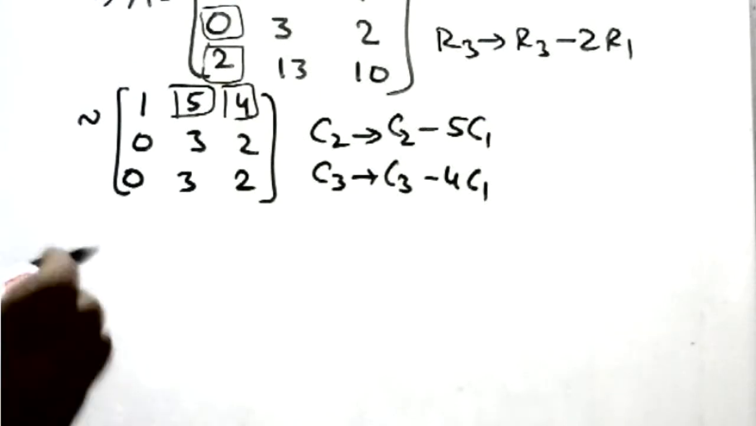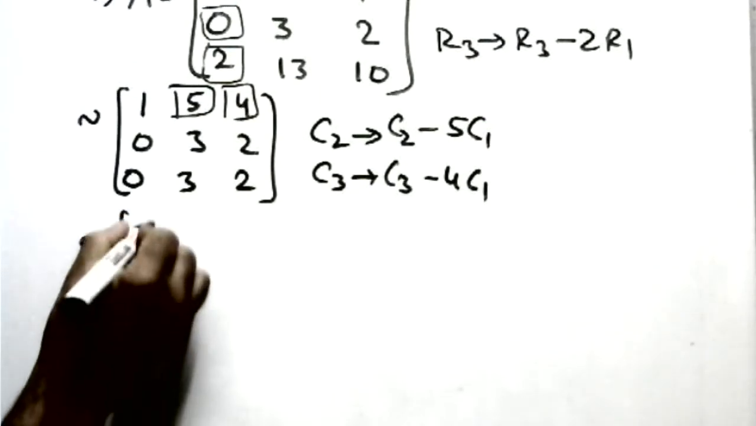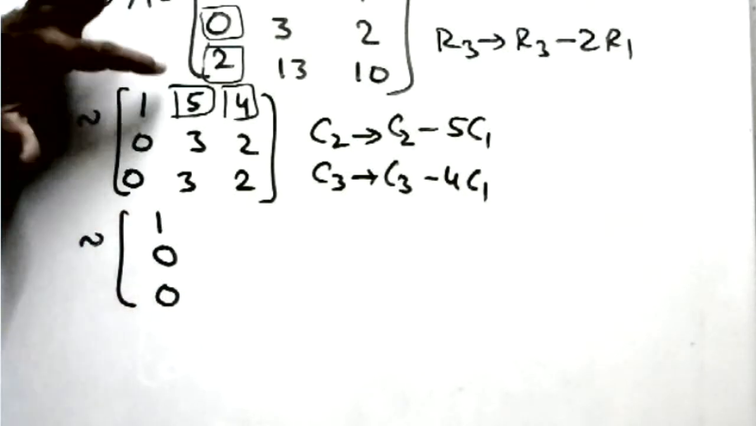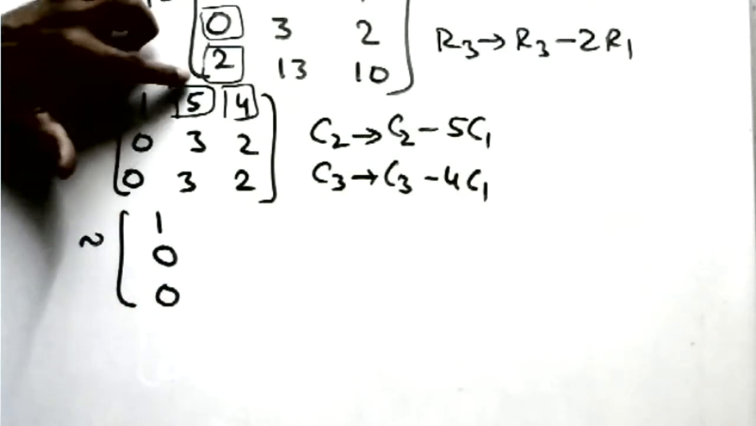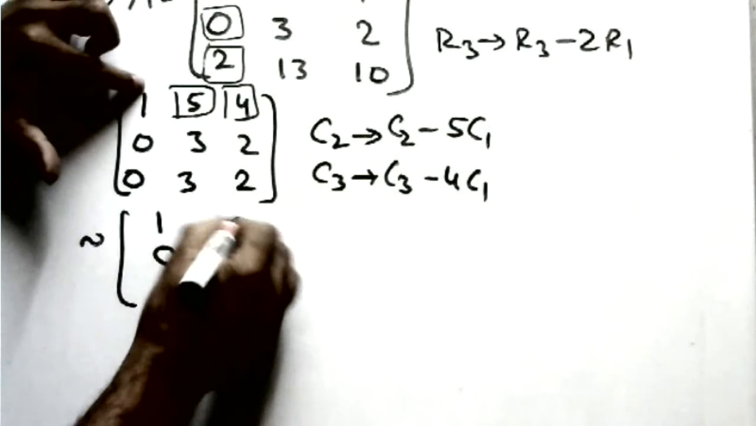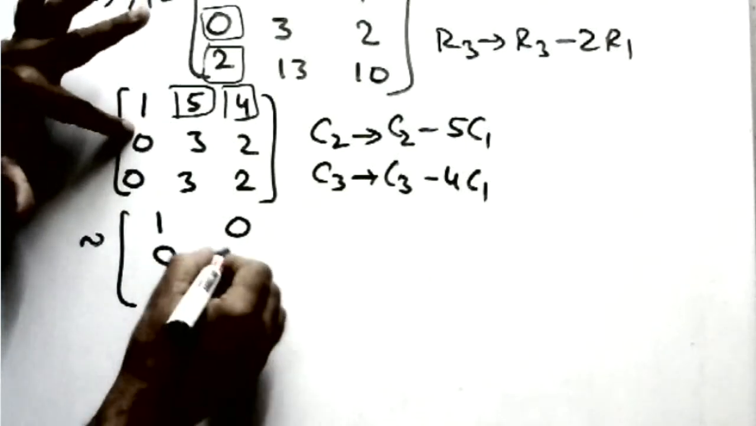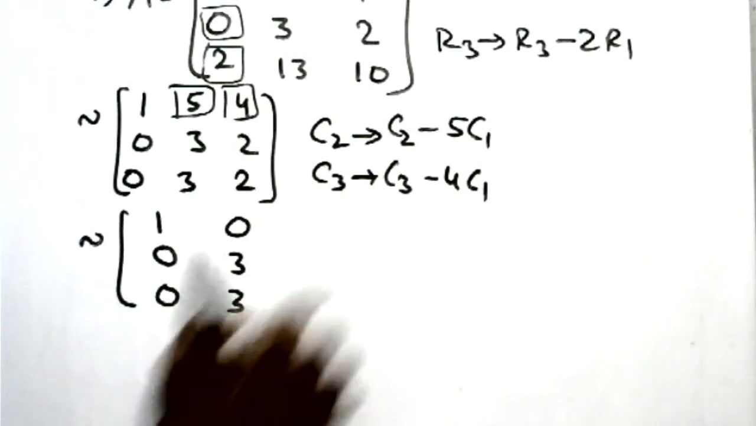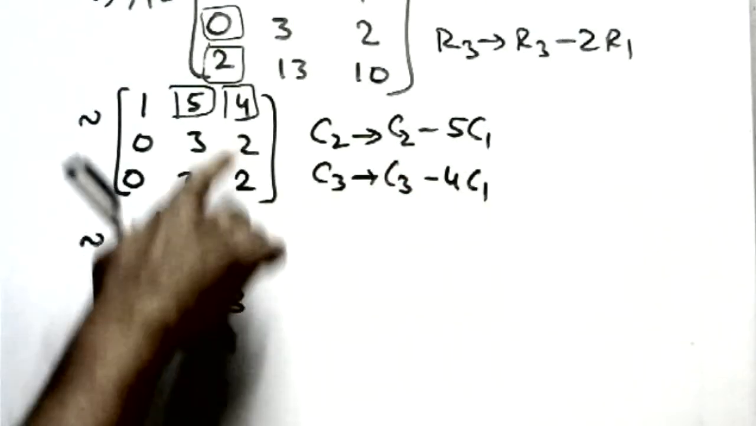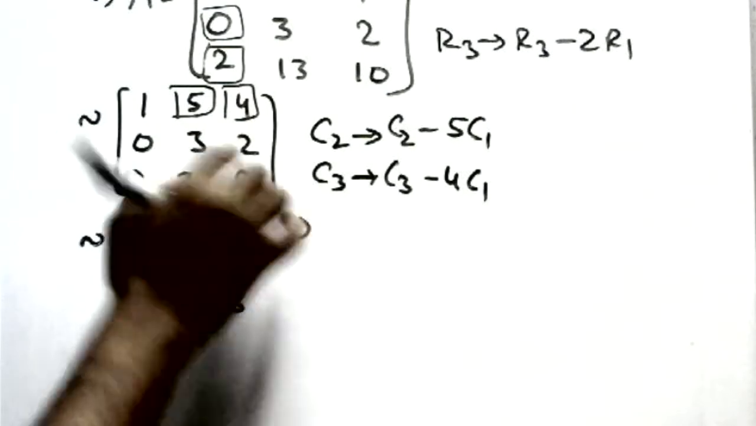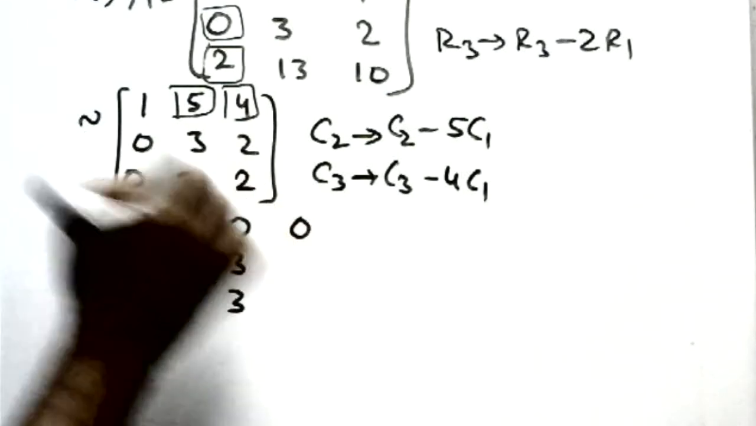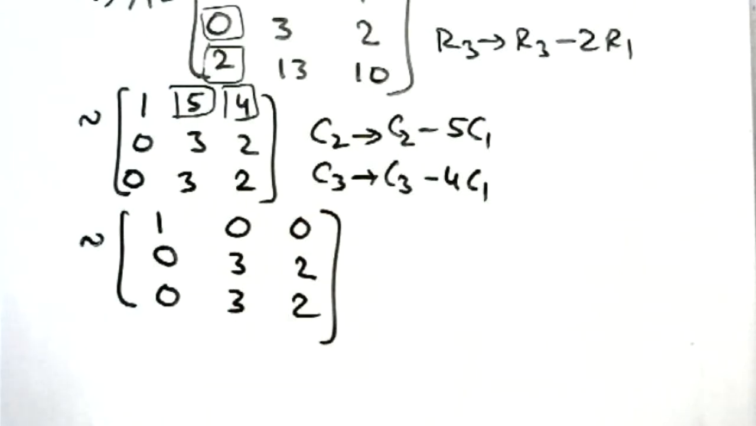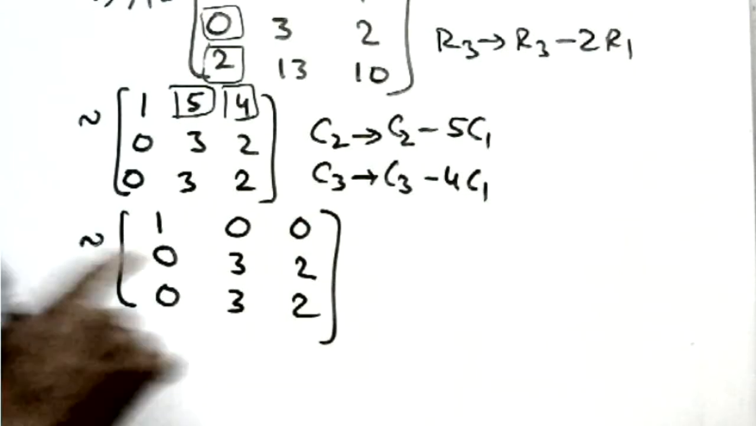Now we are changing according to columns, so we write the columns. First you write the first column; we are not changing anything here. Now C2 minus 5C1. 5 ones are 5, 5 minus 5, 0. 3 minus 5 into 0, 3 only. 3 minus 0, 3. Now C3 minus 4C1. 4 ones are 4, 4 minus 4, 0. 2 minus 4 into 0, 0 means 2. 2 minus 0, 2. So we got this one.